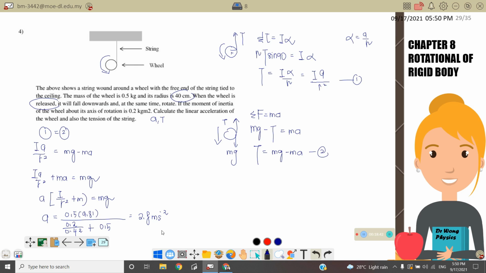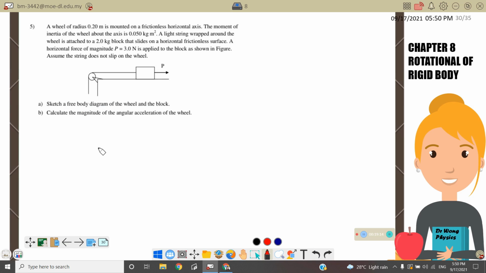After we find a, we can find the tension. You can use either equation 1 or equation 2 and you will get the same answer. For example, let's say I use equation 2. I substitute T equals mg, 0.5 times 9.81, minus the acceleration 2.8 times 0.5. Finally, the tension I will get is 3.50 Newton.